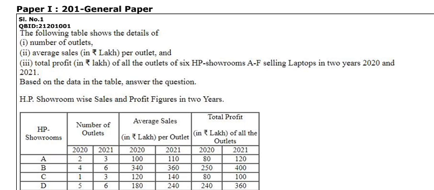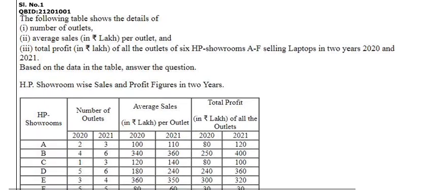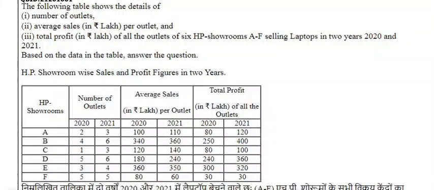Now without any delay, let's begin to discuss our question paper. The first question that we have got is a mathematical question. Let us try to do it. The following table shows the details of one, number of outlets, two, average sales in 1 lakh per outlet, and total profit in lakh of all the outlets of 6 HP showrooms A to F selling laptops in 2 years, 2020 and 2021. Based on the data in the table, answer the question.